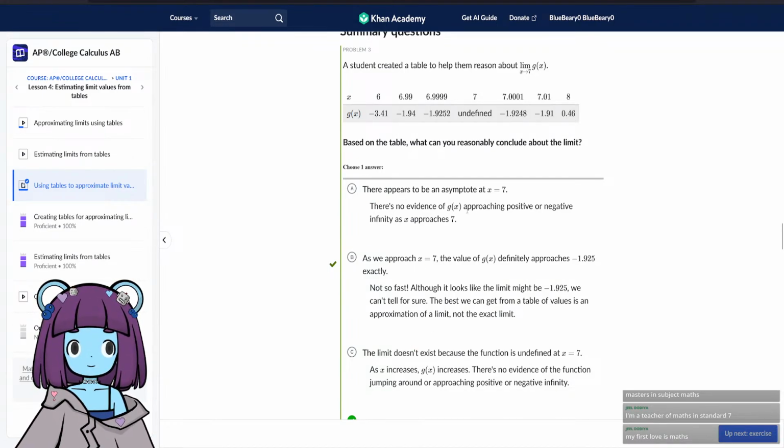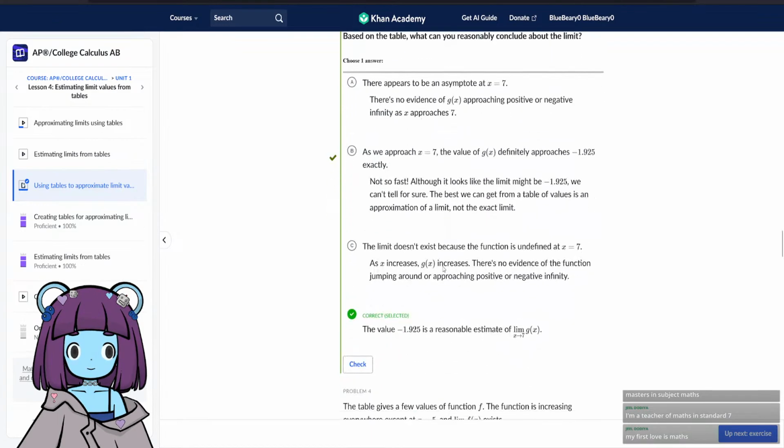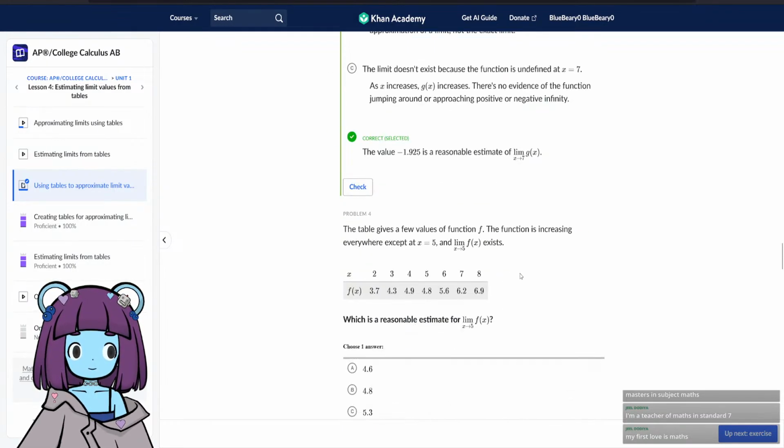There's no evidence of g of x approaching positive or negative infinity as x approaches 7. The limit doesn't exist because the function is undefined. So the limit and the function are actually different from each other.